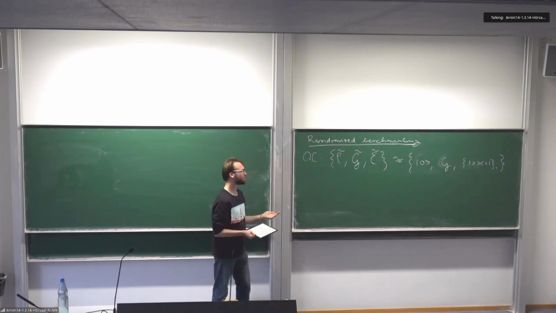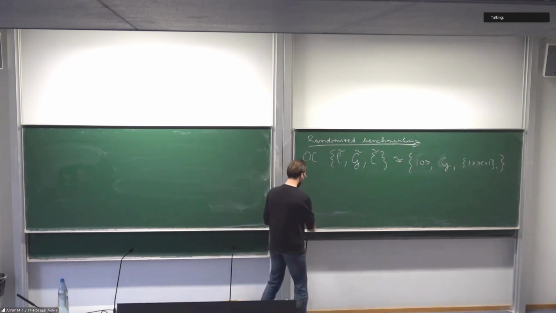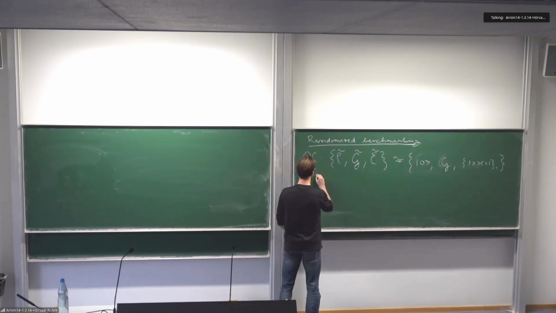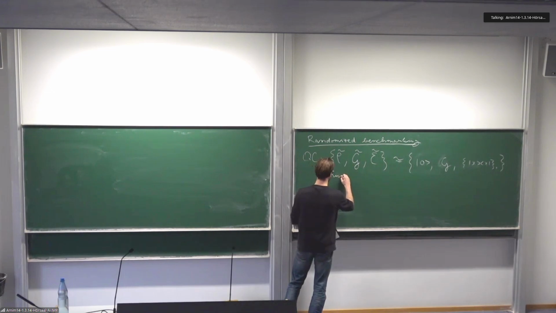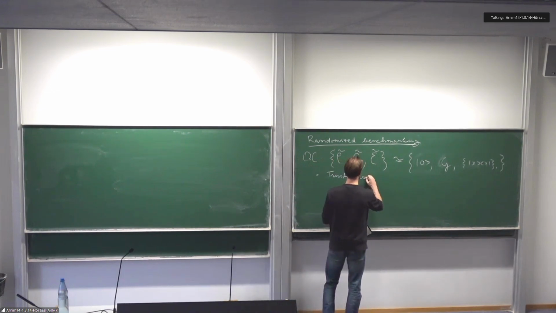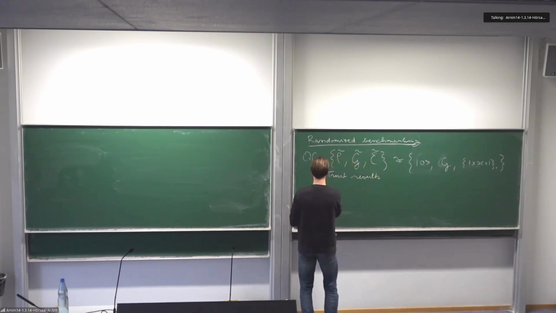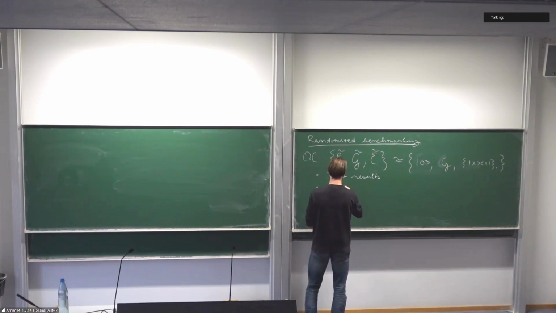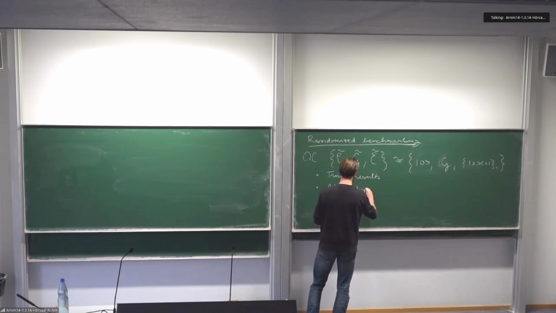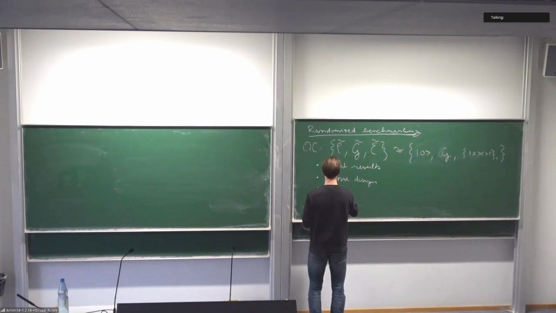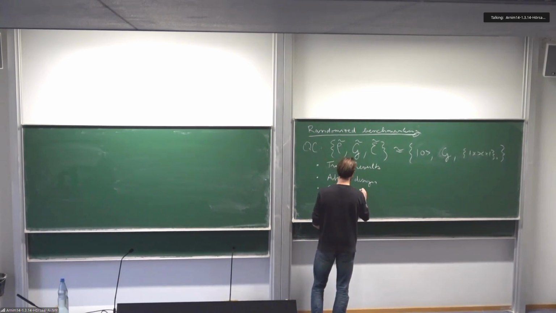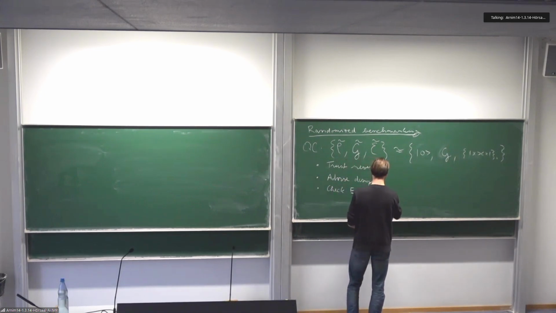So these, to me, are the three most important use cases. First of all, trust results. Then second, advise design. And then third, check EC threshold. Right?